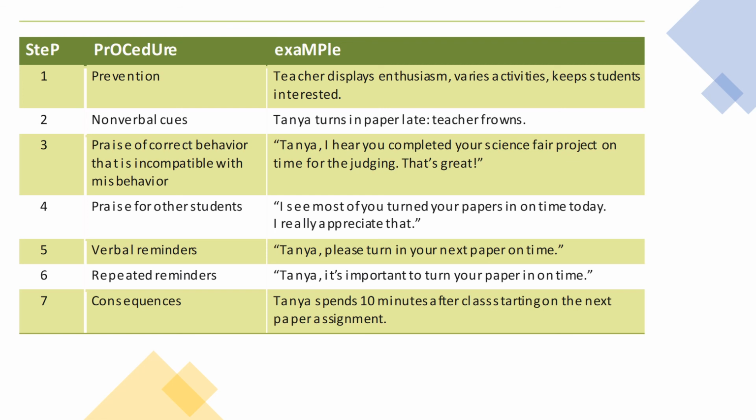Now, consequences are broken out into different levels themselves. First, you might have her spend 10 minutes after class starting on the next paper's assignment. Another level might be that you call home and say Tanya's grades are slipping because her papers are late or she's not turning them in. And so you can ratchet up the consequences as well as these prevention of misbehaviors and small reminders.